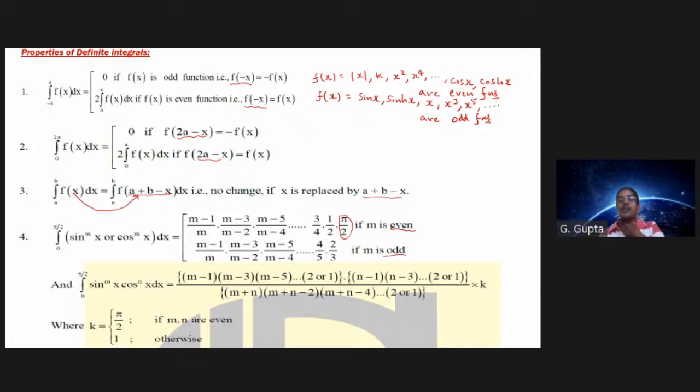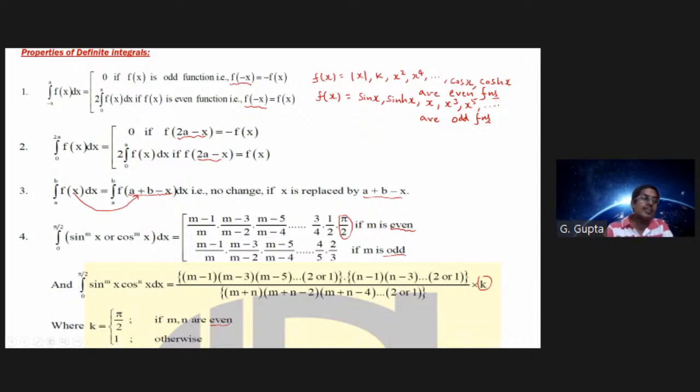All these terms are multiplied by k. What is this k? Just like above, in the case of even, you should multiply by pi by 2. Here, if both powers are even, then only multiply by pi by 2, that is, k value is pi by 2. Otherwise, k is 1, that will come under this, here 2 by 3 to 1. Okay, so let us have examples on all this.